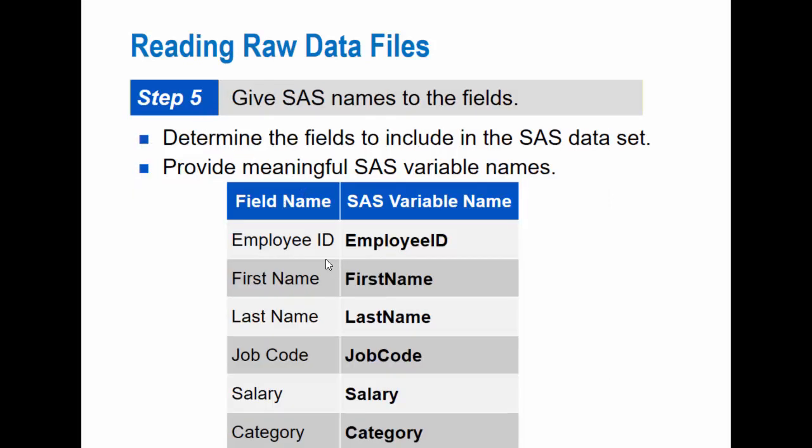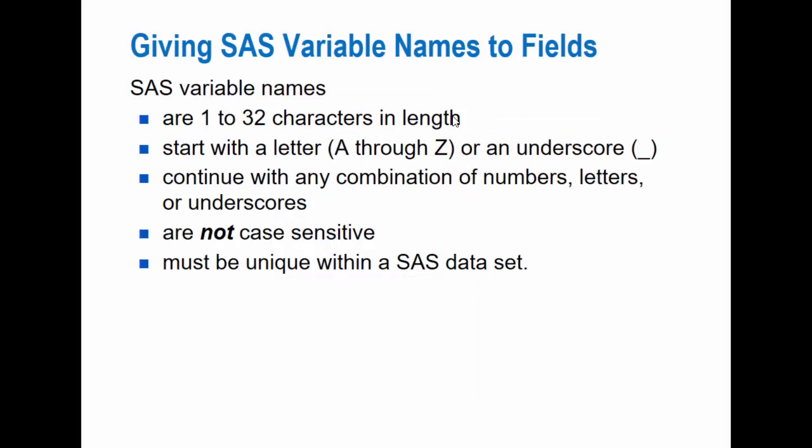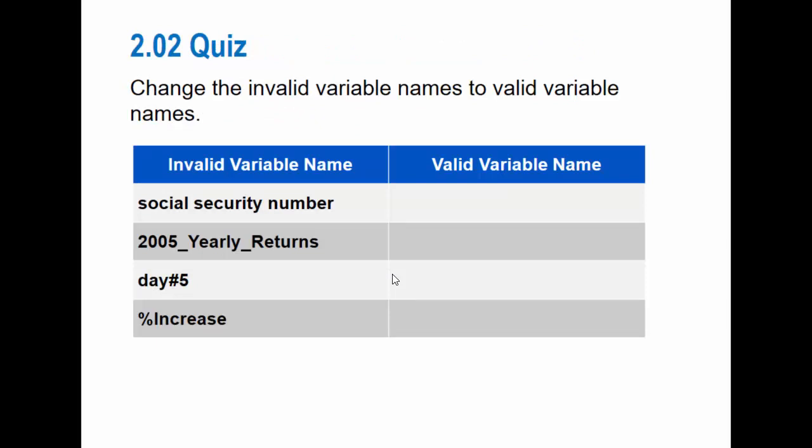And the next step is to come up with names for the fields. Again, remember the names for the fields follow the rules you know already. Case is not important. The same rules apply here as for the data set name. Once again, why are these not valid? So you have a space here. This one starts with a number, and there are special characters here.